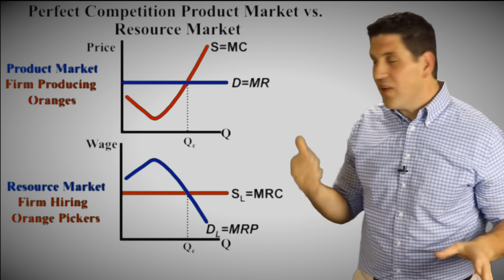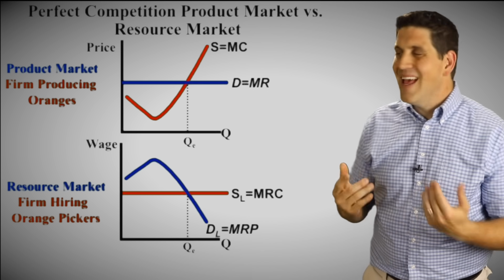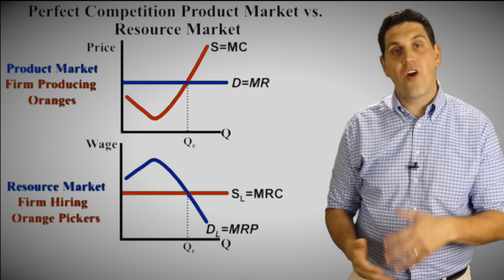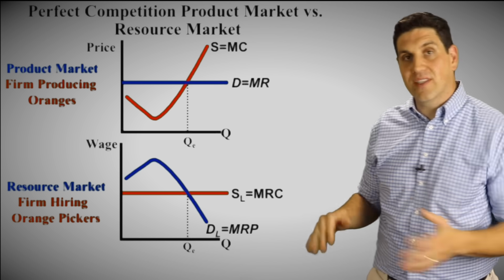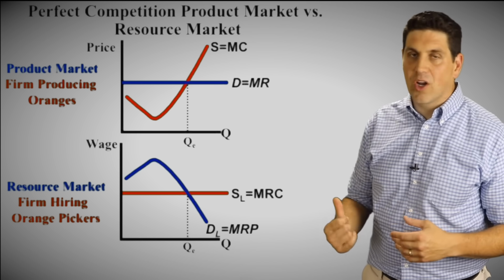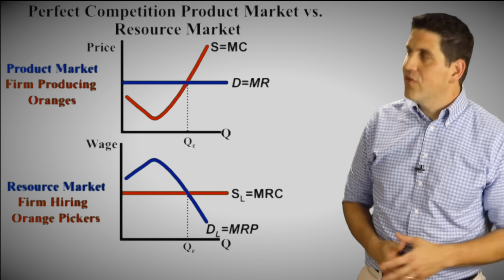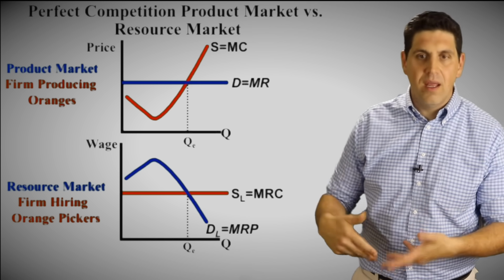It's important to see that a perfectly competitive firm in the resource market is just the flip version of a perfectly competitive firm in the product market. We have a horizontal curve, except now it's supply, and a downward sloping curve as opposed to an upward sloping curve from before. So if you can draw one, just turn around, flip it, and draw the other one.